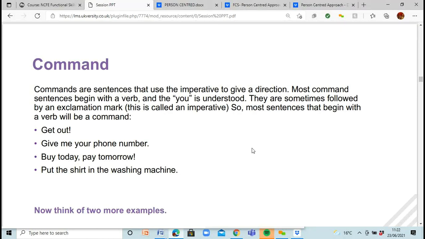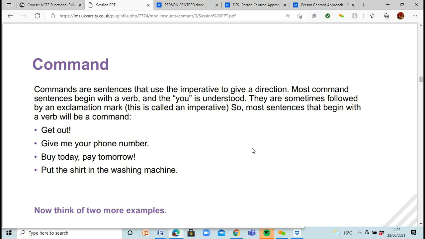Then you got commands. So commands are sentences that give you a direction. They can start with a verb, and normally it's things like you in those. They're sometimes followed by exclamation marks, to make them imperative, very focused, as if they're putting the mood on. So sentences that could be a command are get out, or give me your phone number, or buy today, pay tomorrow, and then put the shirt in the washing machine.